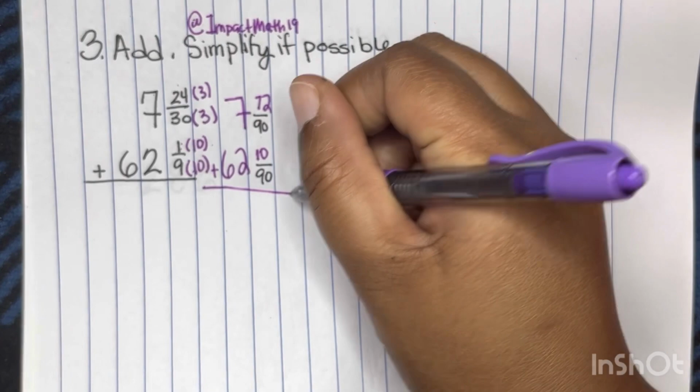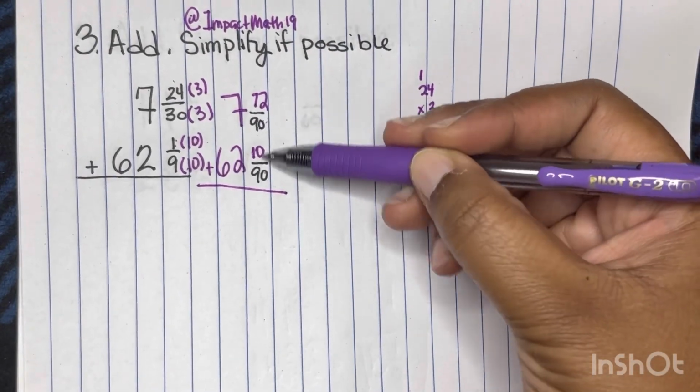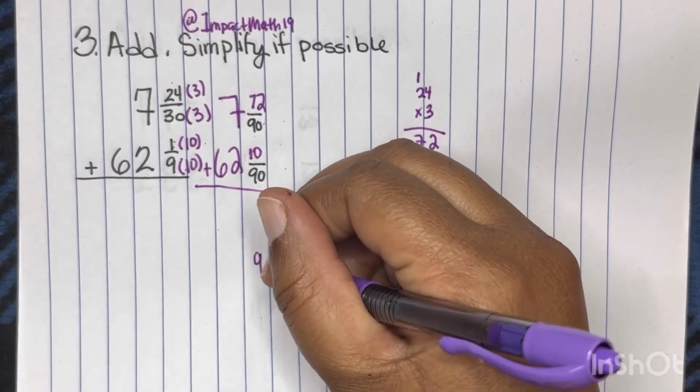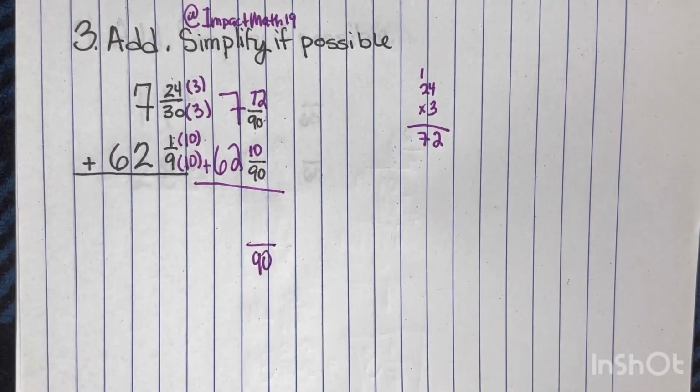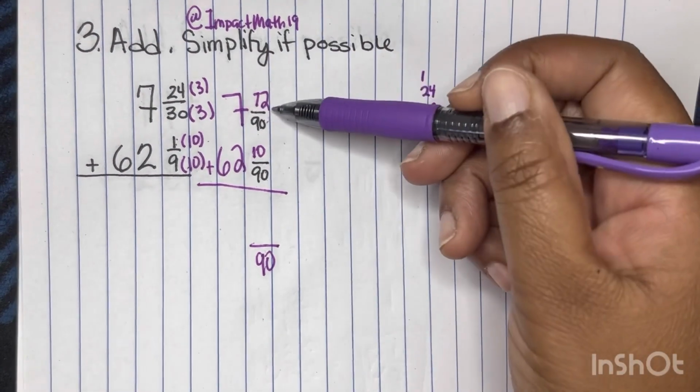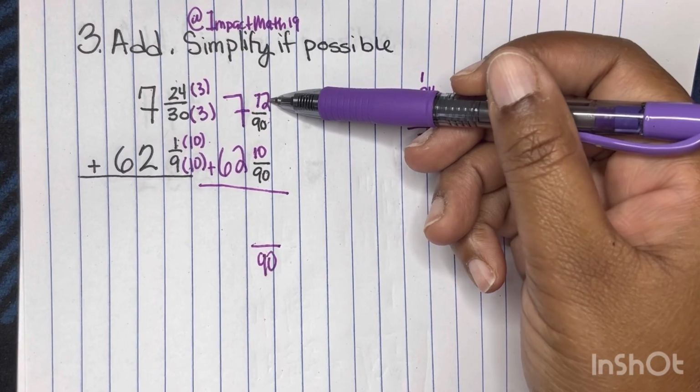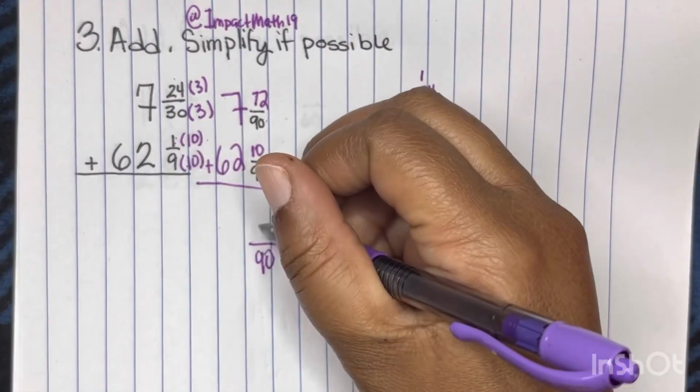And now we can add because we have the same denominator. So we have 90 as our denominator. Remember, whenever you add fractions and you have the common denominator, it stays the same. And the thing that changes is your numerator. So 72 plus 10 is 82.